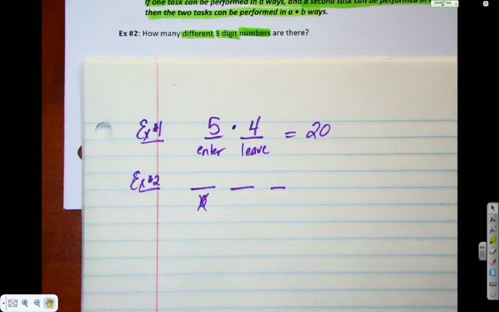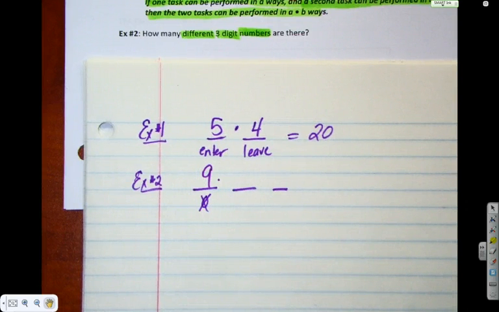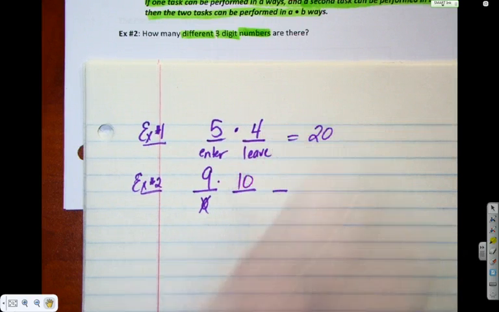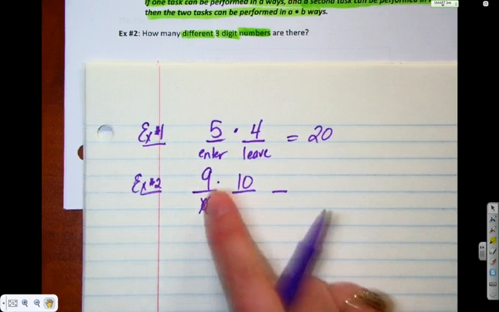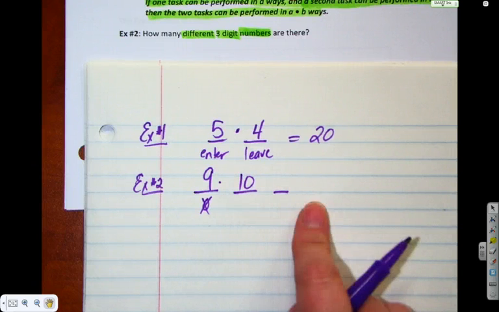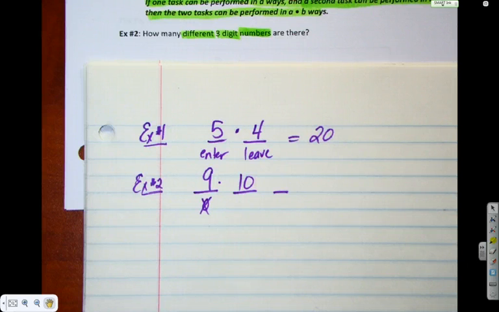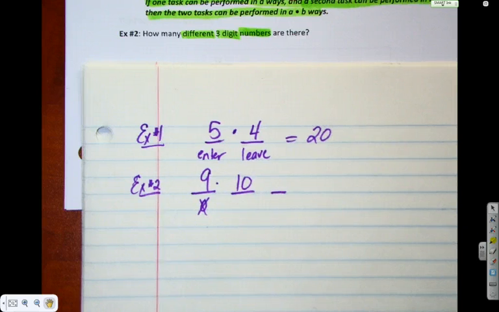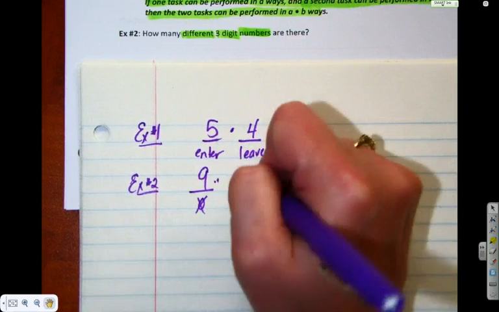So how many choices for the first digit? 9. What about the second digit? Does it matter what digit it is? So how many choices? 10. Now why is it 10? Well, the 0 can go back in, and can we repeat? Could we have the number 333, 444, 666? It doesn't say different digits, it says different numbers. What about the last digit? 10. Fundamental counting principle says we multiply.